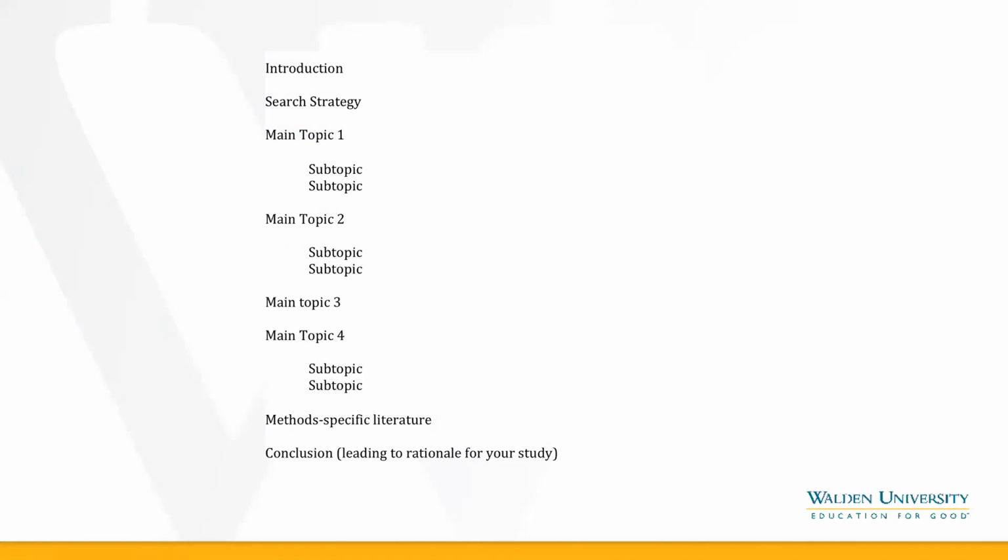And this is actually a larger outline of the entire lit review. So you'll have this introduction, you'll discuss your search strategy, and then you can see you have main topic 1, 2, 3, 4 subtopics, methods, specific literature. Don't forget to read method-specific articles, and then your conclusion.